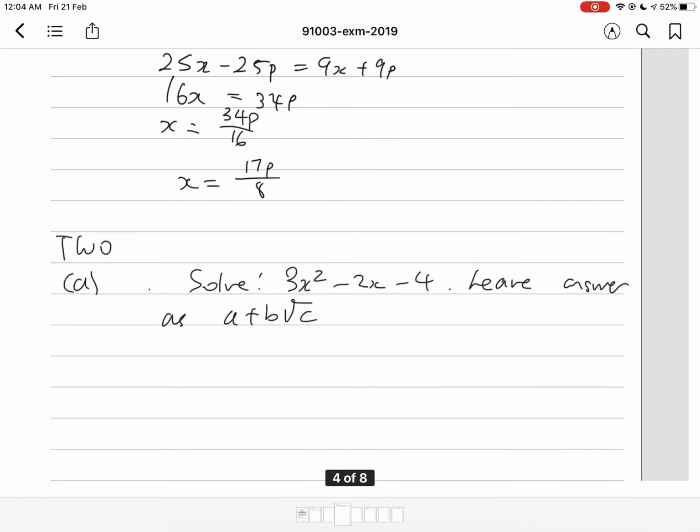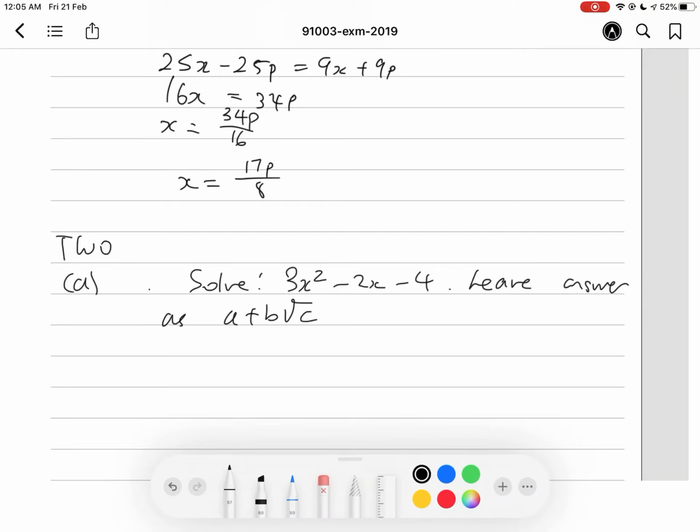Question 2a. Solve for 3x squared minus 2x minus 4, and leave the answer as a plus or minus square root b over c. So for this question, we can just use the quadratic formula in order to find our answer. So it's negative b plus or minus square root of b squared minus 4ac over 2a. So we'll have 2 plus or minus square root of b squared, which is 4, minus 4 times a, which is 3, times c, which is negative 4. So the whole thing over 6, which is 2a.